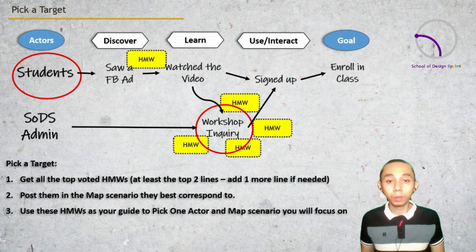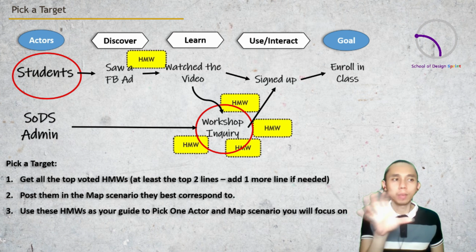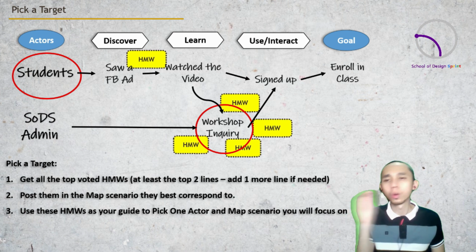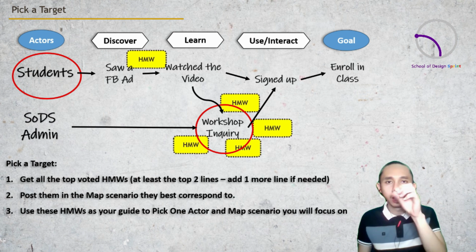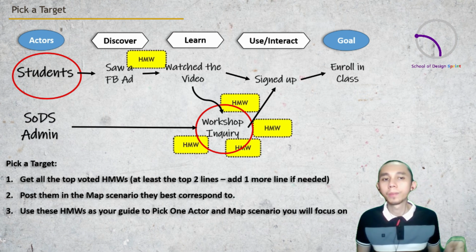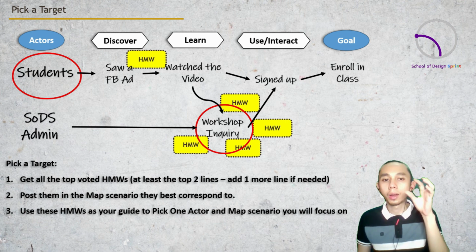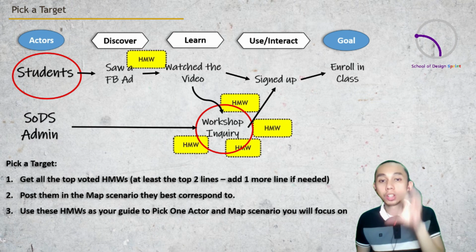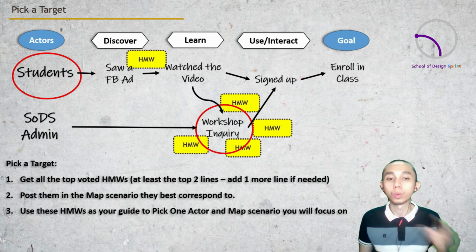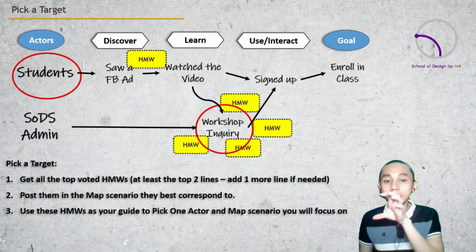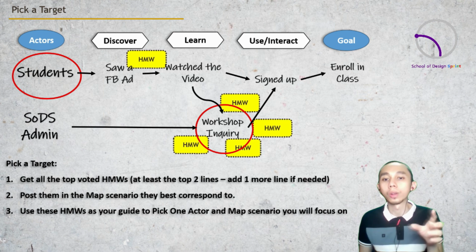Those with multiple votes, you transfer them into the map and place them wherever in the journey you think they would fall. Oh, this challenge, I think it would be around this area. This challenge would be around this area, right? So wherever most of the how might we fall, that's our scenario, same thing that you're seeing here. That's the journey that we need to address, that we need to focus on. All right, and then the actor for our case would be you guys. So that's the journey we want to reinvent.